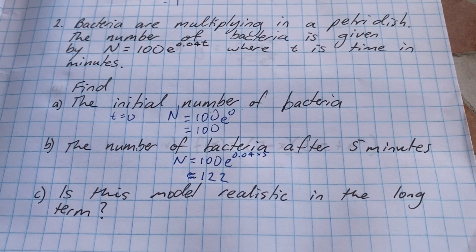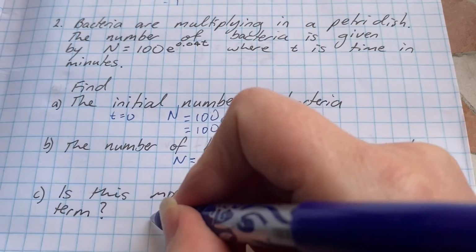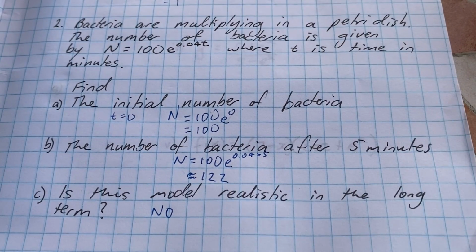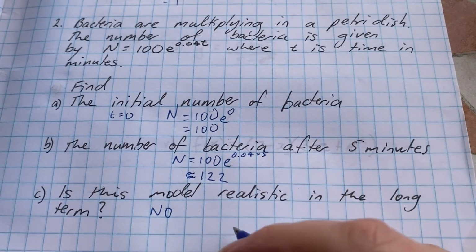Is this model realistic in the long term? No, it's not. The reason why is because there's always a limit in terms of how many bacteria are going to fit in the petri dish. Unless the bacteria are going to explode out and take over the whole universe, there must be a limit somewhere. Something is going to happen externally to stop that growth. So no. An example would be, if I put in, say, 1,000 minutes, there would be 2 times 10 to the 19 bacteria in that petri dish, and that's just unrealistic.